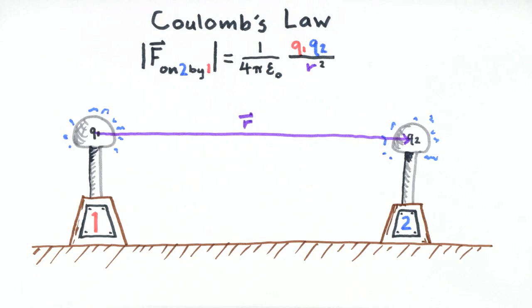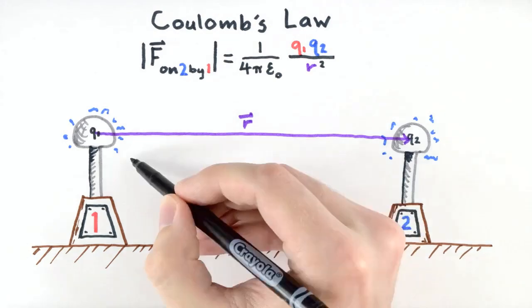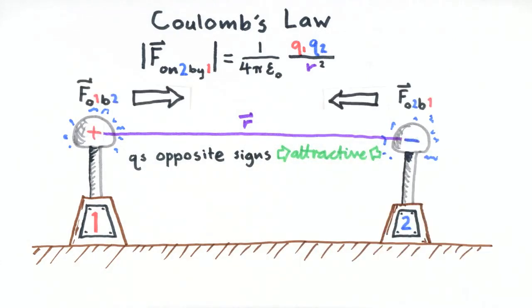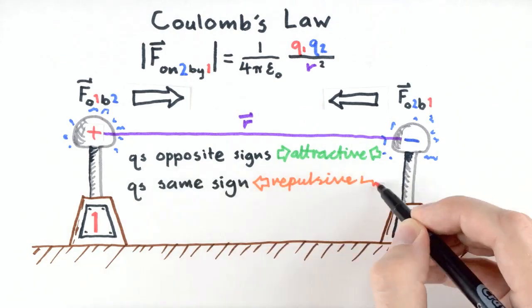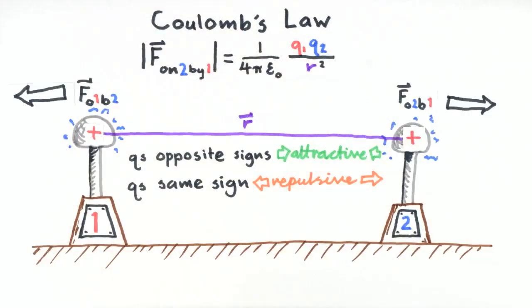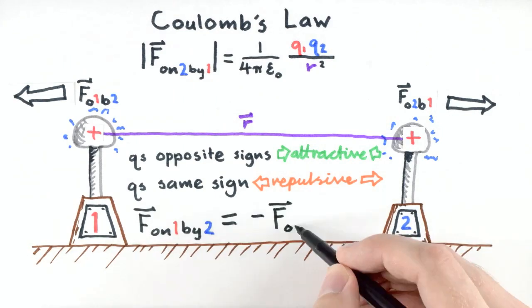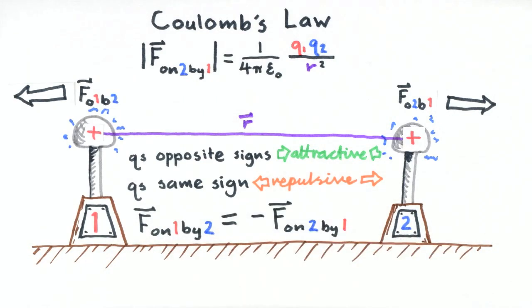We also recall that the direction of the electric force depends on the sign of the product of the charges. If the charges are of opposite sign, then the interaction is attractive. If the charges are of the same sign, the interaction is repulsive. Regardless, the electric forces are reciprocal, so that we know there is a corresponding electric force on 1 by 2, which is equal in magnitude and oppositely pointed. And so we can express this by writing the electric force on 1 by 2 is just minus the electric force on 2 by 1.